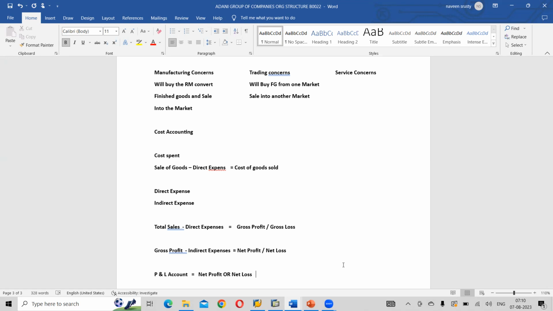It's a layman question I'm asking. When you are getting only net profit or net loss, then why are we calling that statement a profit and loss account? Why are we not calling it a profit or loss account?